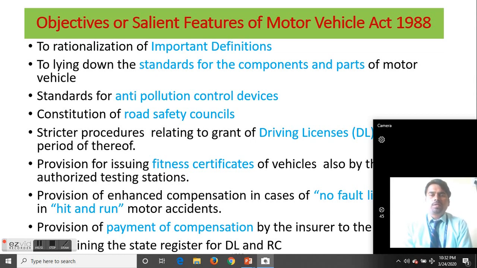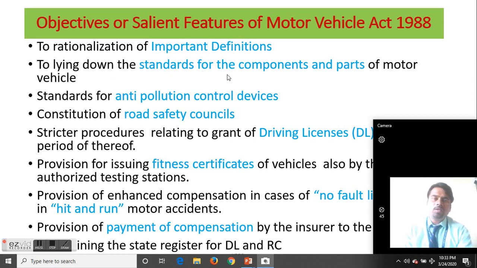Objectives or salient features of Motor Vehicle Act 1988: friends, we are not going to study the detailed all sections of this Motor Vehicle Act 1988. Instead of that, we are going to study in generalized manner. Here objective or salient features of Motor Vehicle Act. So first objective is rationalization of important definitions. Some important definitions are also given in this act, so we are going to see this important definition.